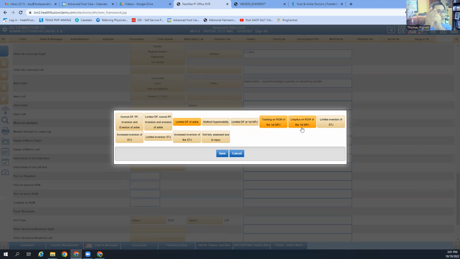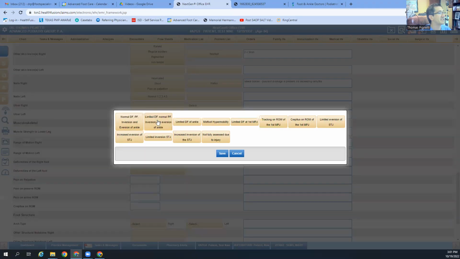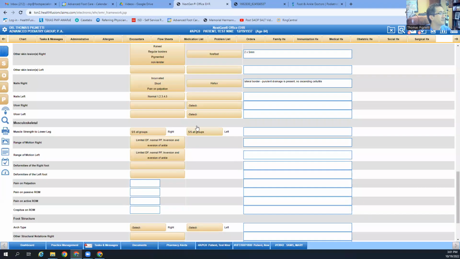Crepitus means when you move it, it goes crunch, crunch, crunch. We can feel it. And these all are just limited eversion or inversion. It has to do with the rear part of the foot. Sometimes we'll say we don't assess it because of injury, meaning they've got broken bones and things. We're not going to yank on their feet. Anyway, most patients that have plantar fasciitis are going to have limited dorsiflexion. The left foot is the side that has it, but I'm going to put it on both here.